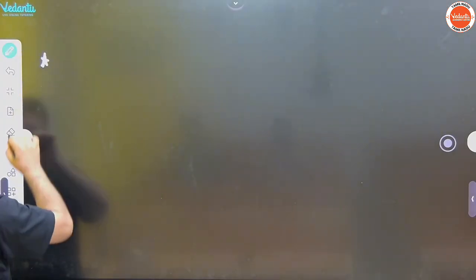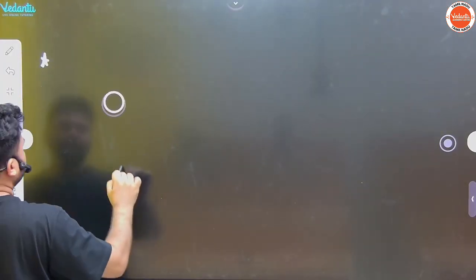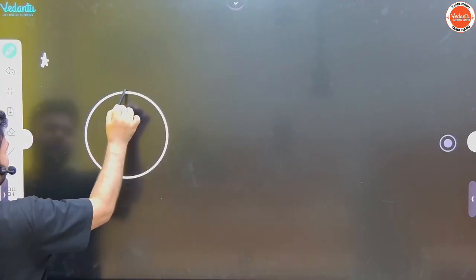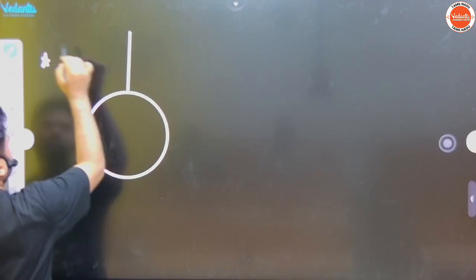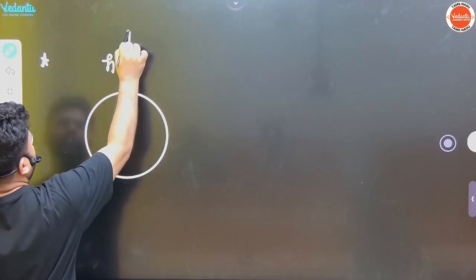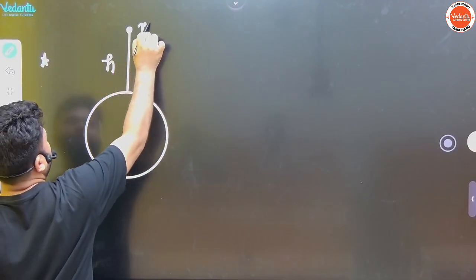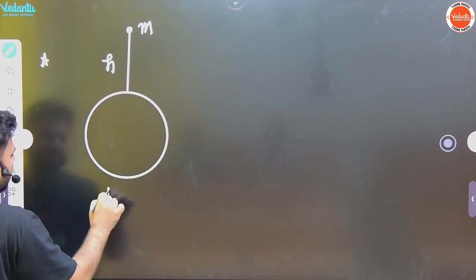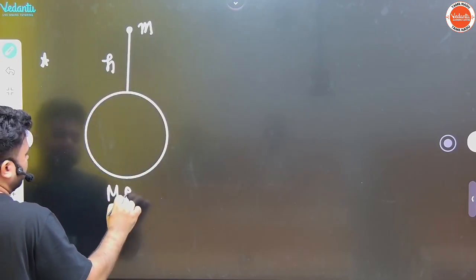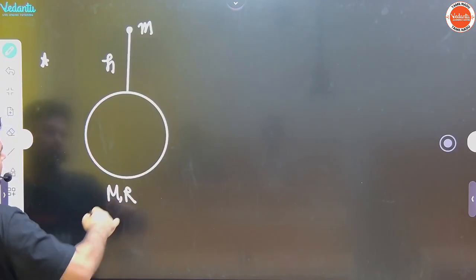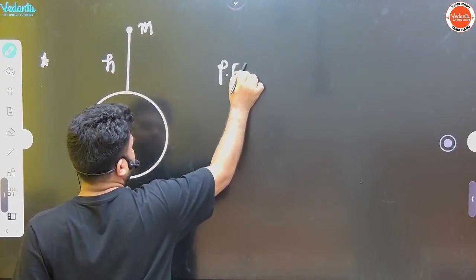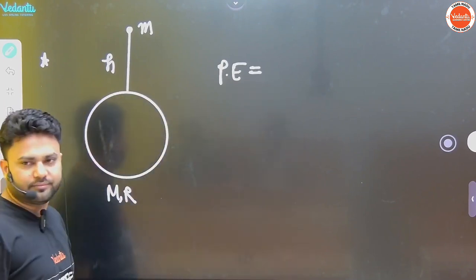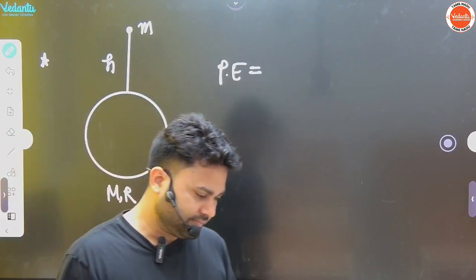They will give like this, that there is earth, at a height h, there is mass m, small m. M is the mass of the earth, r is the radius of earth. They will ask what is the potential energy of the system. What will you write? Tell me, potential energy of this system.